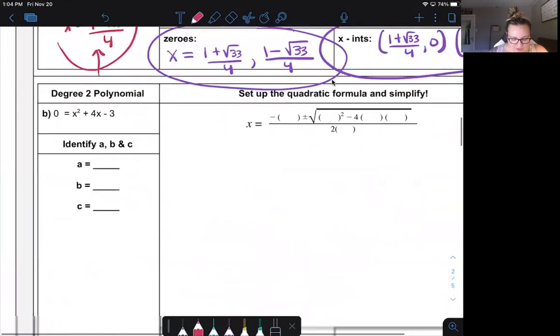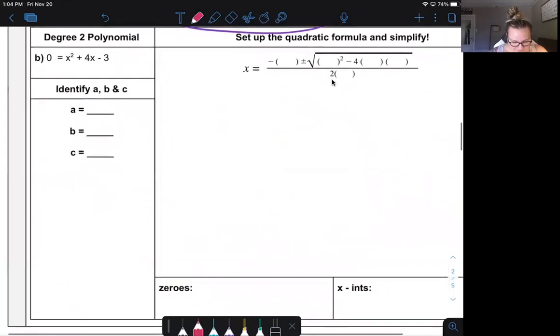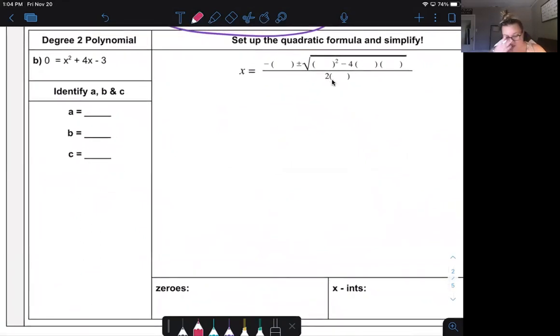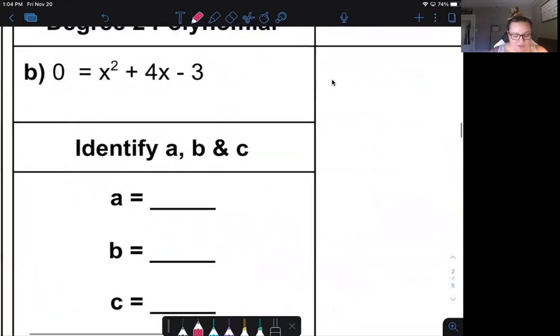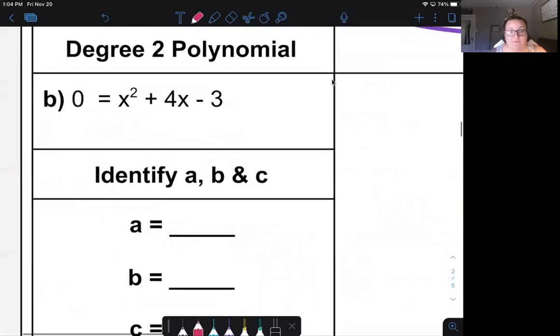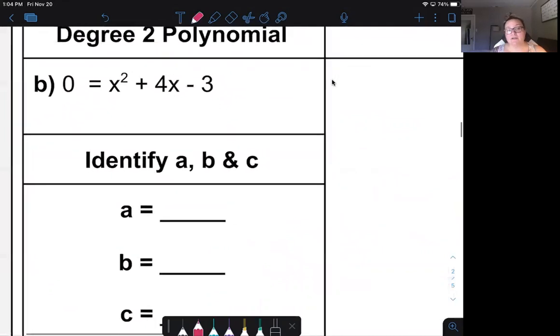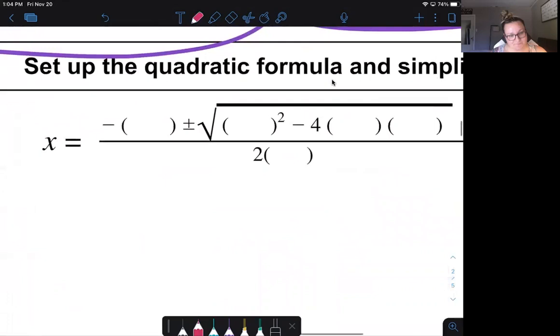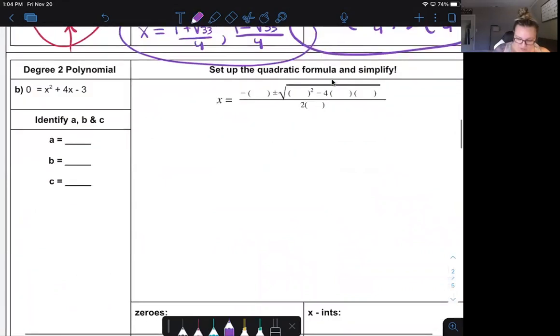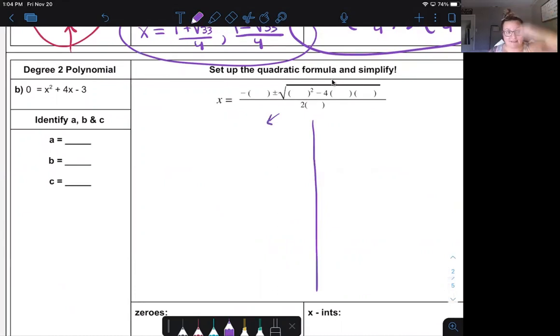All right, so why don't you try one on your own and see how far you can get without me. For part B, you're going to do 0 equals x squared plus 4x minus 3. First, identify A, B, and C, and then plug those values into the quadratic formula. If I were you, I would draw a line down the middle here and then start working off to the left, work down, and then if you need to, come up and work down on that right side as well. All right, give it a shot. See what you can do without me. Press pause and then press play when you're ready to check your work.